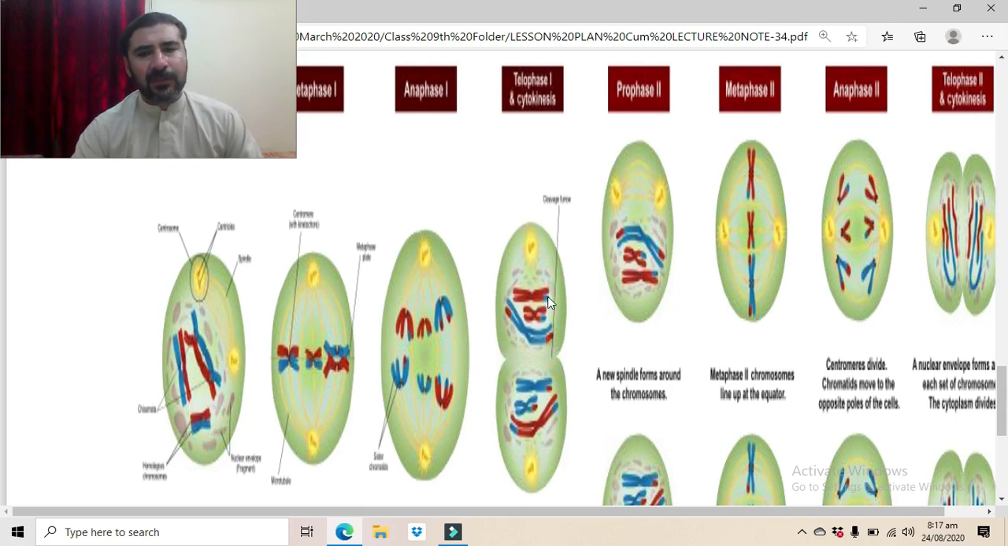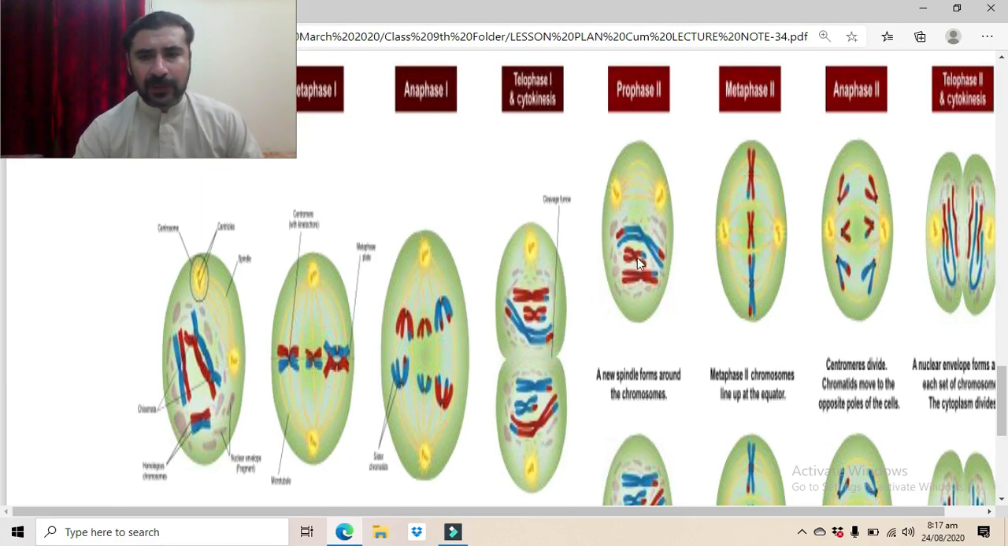Whenever this cell is divided into these two cells, these two cells have 23 chromosomes each, but the 23 chromosomes have 46 chromatids. This cell has 23 chromosomes, and those 23 chromosomes have 46 chromatids, because each chromosome has two chromatids, and those 46 chromatids each have the DNA of one chromosome. Now these two cells will enter into meiosis 2.